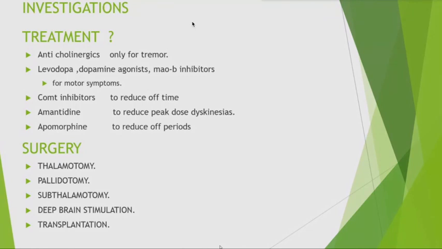Okay. And what are the two different types of rigidity they can have? So, lead pipe rigidity and cogwheel rigidity. What is the difference between lead pipe rigidity and cogwheel rigidity? Both are having rigidity, but in cogwheel rigidity there is overlapping tremor also. That gives the feeling of cogwheeling.